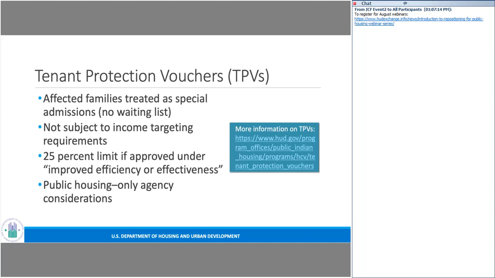Because these are affected families, they are treated as special admissions. They don't go to the waiting list. They're not subject to income targeting requirements. Under Section 18, we only limit it to 25% or below if it's approved under efficient and effective, but that's not the case here. You're 50 and under. And if it's public housing only, then you'll need a partner, a nearby housing authority or agency that does run a voucher program to run that for you. Your field office can assist you in finding that person.